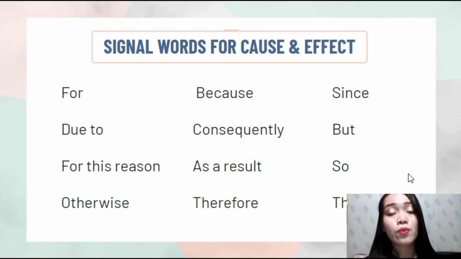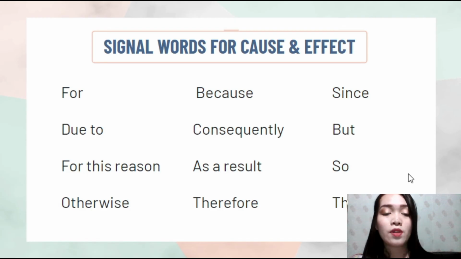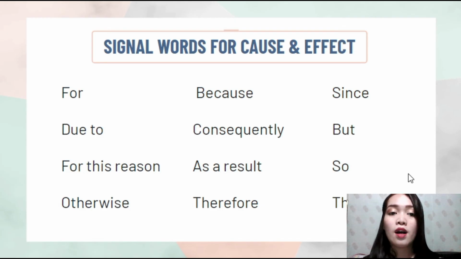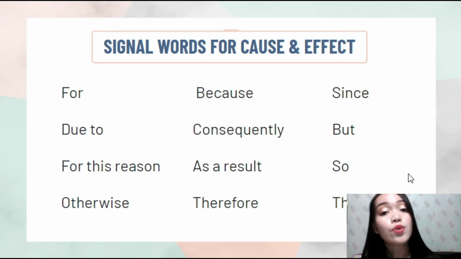Now, these are the signal words for cause and effect. We have the words for, due to, for this reason, otherwise, etc. So we can use the word due to. Due to the pandemic, students were not allowed to go to school.